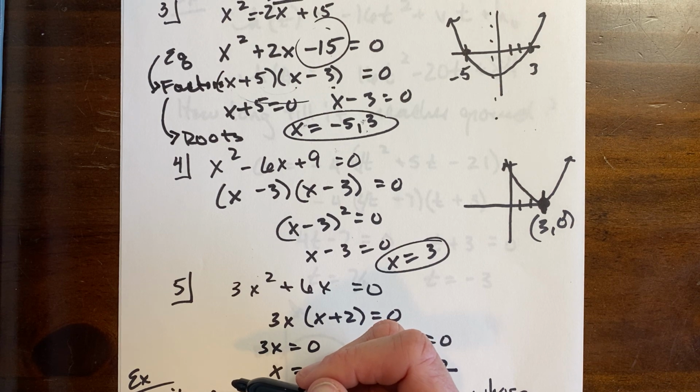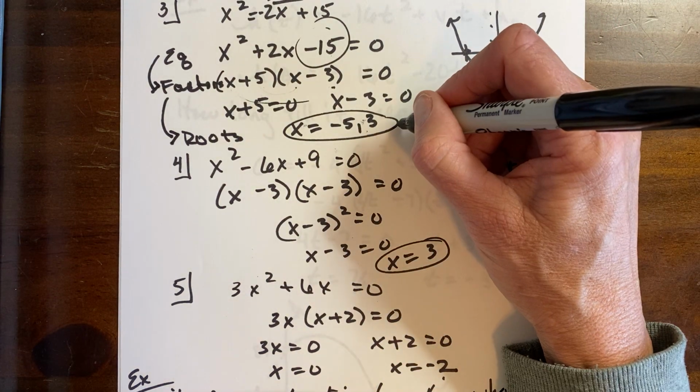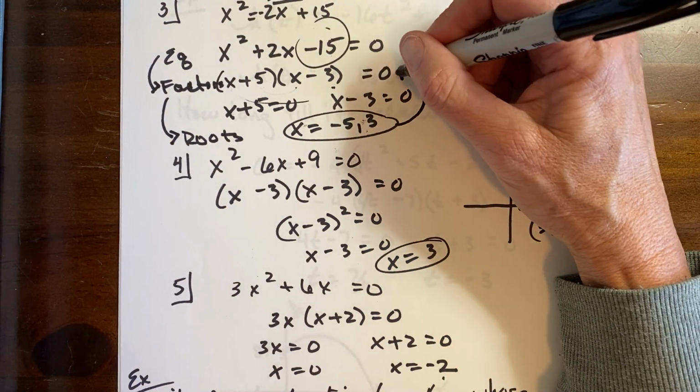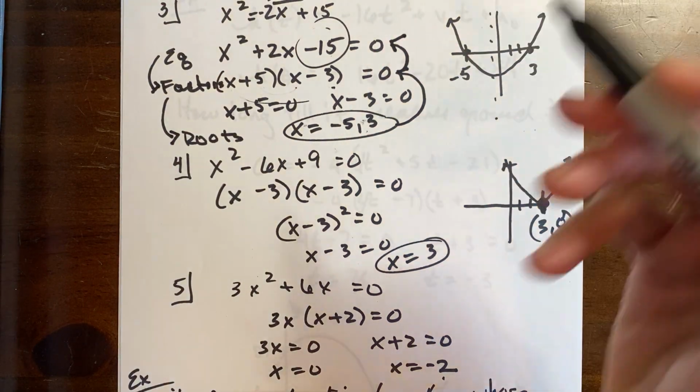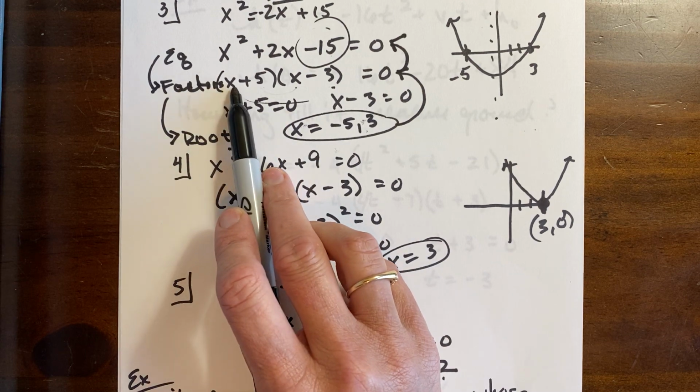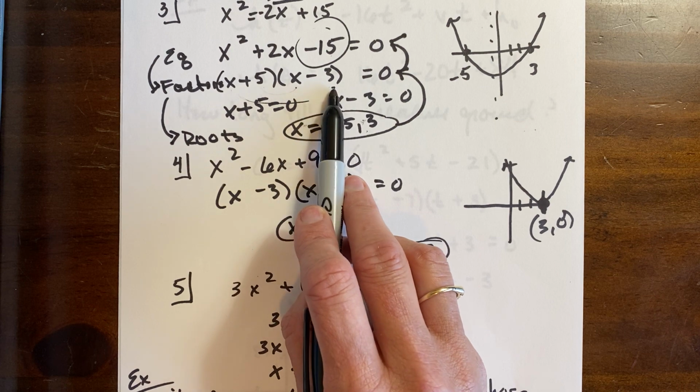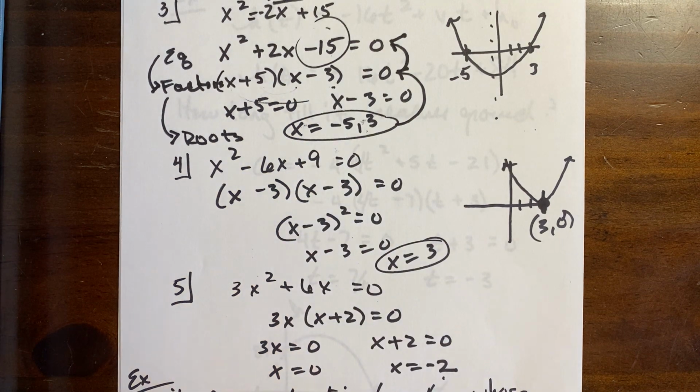Well, now we want to go in reverse. We want to start with the roots and go back to the factors. From there, we want to go back to the equation. Well, notice this. This is x minus the root. This is x minus the root. That's what I'm going to do down here.